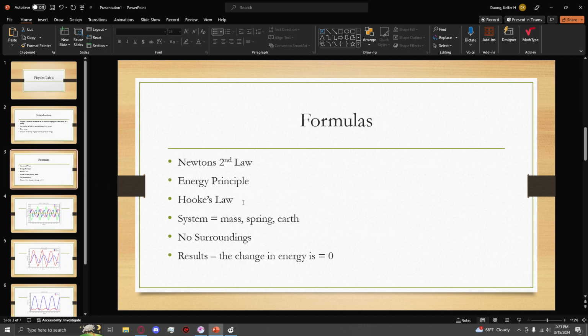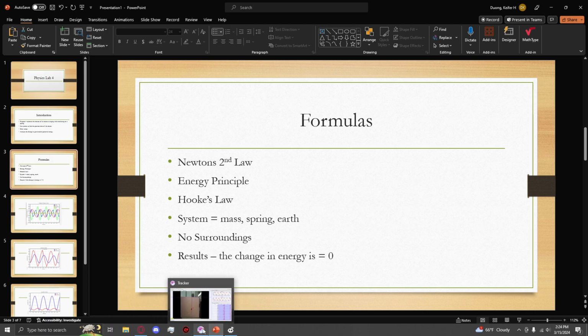So some formulas that are important are Newton's second law, the energy principle, and Hooke's law. And some things to understand are that the system includes the mass, the spring, and the earth, and does not include the surroundings. And for my results, I found that the change in energy is equal to 0.